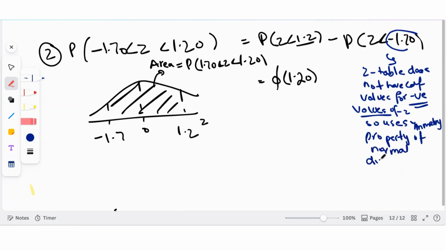So let's apply that here. We know this is like this. This is z, this is 0, this is minus 1.7. This is the area we're interested in, right?